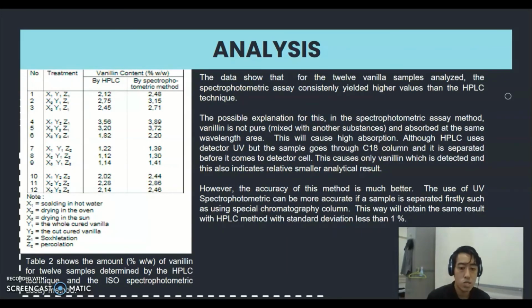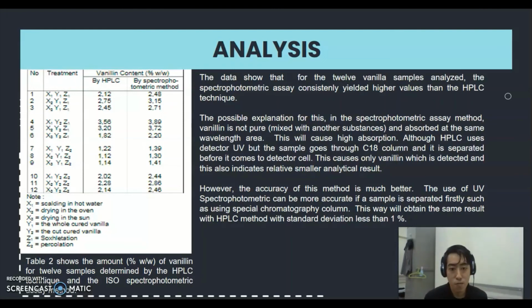For the next part of the results, we will look at table 2. Table 2 shows the percentage of weight by weight of vanillin for 12 samples determined by the two different methods, which are the HPLC technique and the UV spectrophotometric assay method. However, the data show that for the 12 vanilla samples analyzed, the spectrophotometric assay method consistently yielded higher values than the HPLC method.